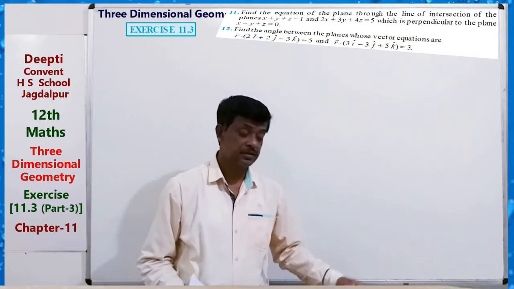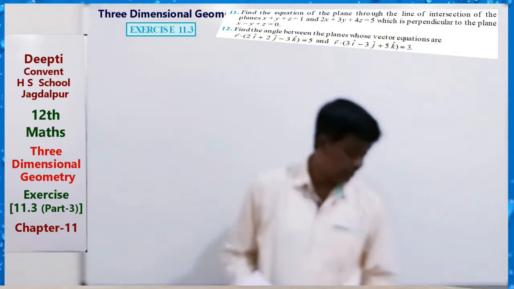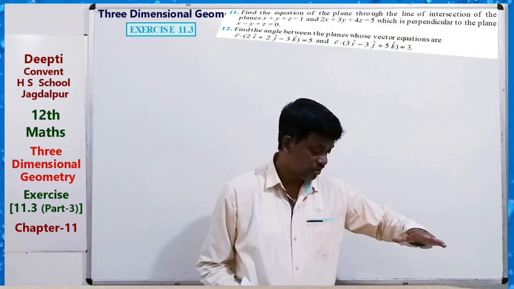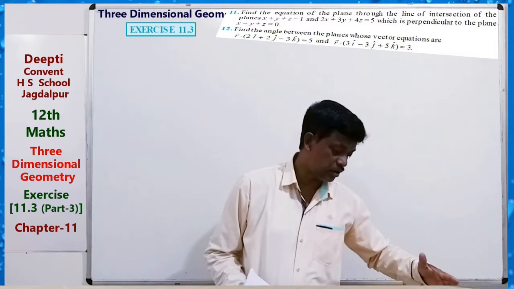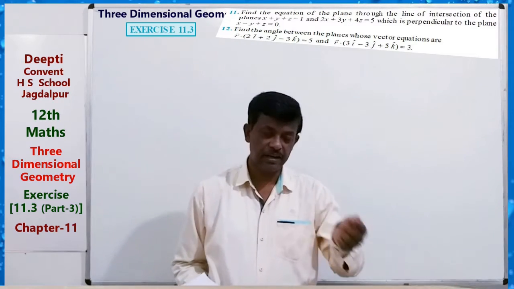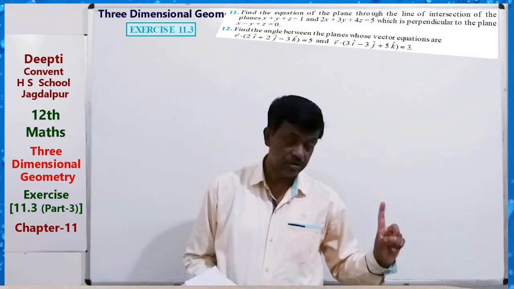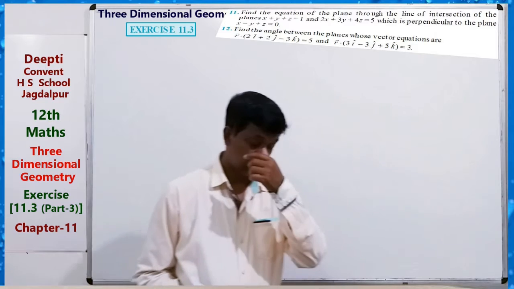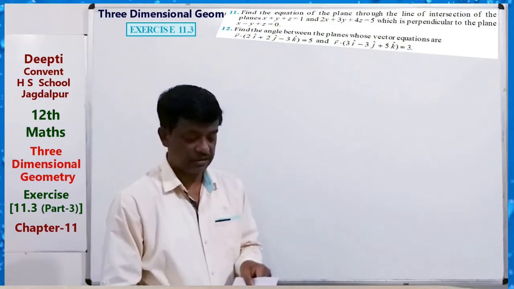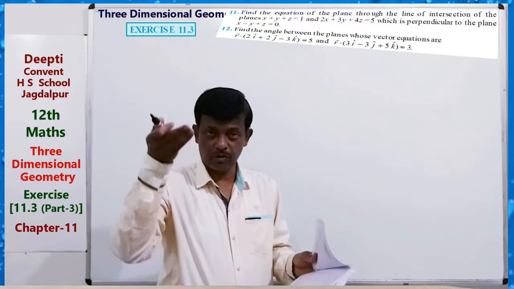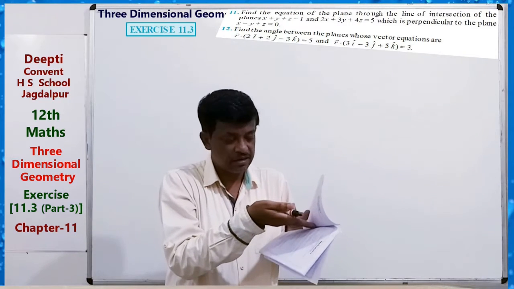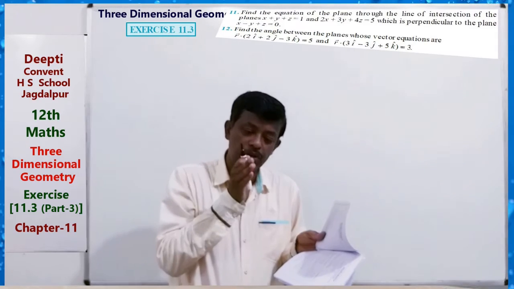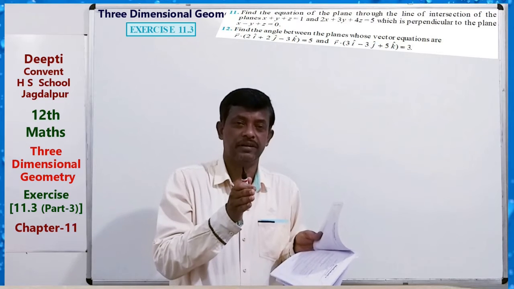In the previous questions we already found the plane passing through the line of intersection of two planes in Cartesian form and passing through a point. Here, instead, the plane is perpendicular to another plane. So suppose two planes are like this, and the required plane is passing through this intersection line and is perpendicular to a plane which is given.